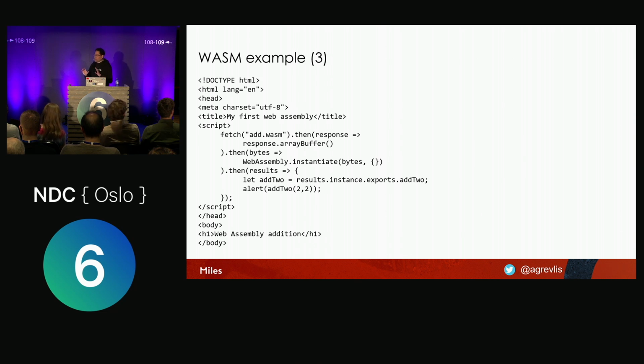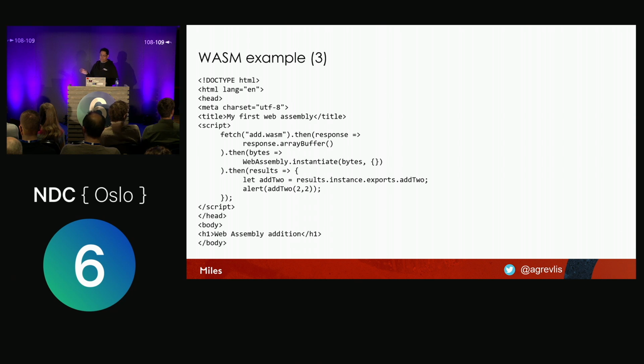But then if we want to use our WebAssembly module, the first thing that we need to do from a web application is fetch our binary file. So that is this add.wasm. So we do fetch on that, and we read it into an array buffer.